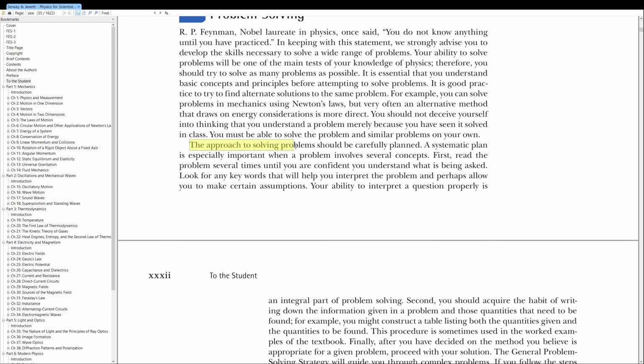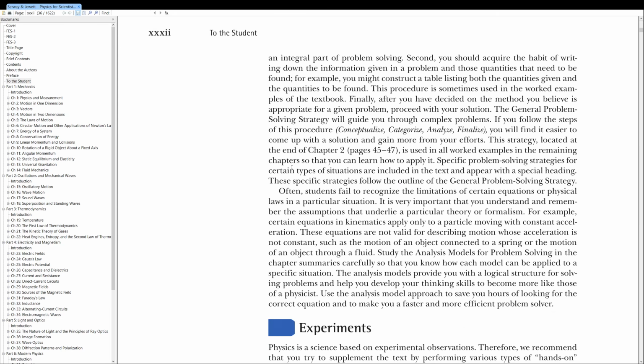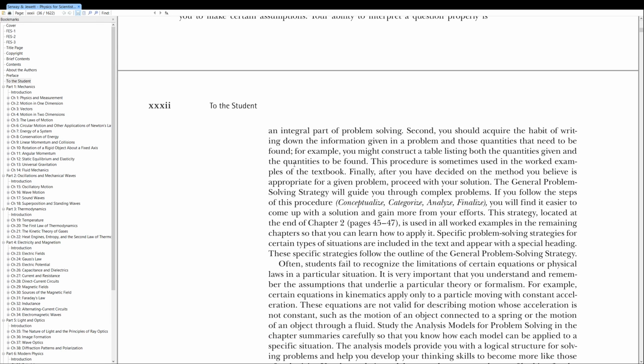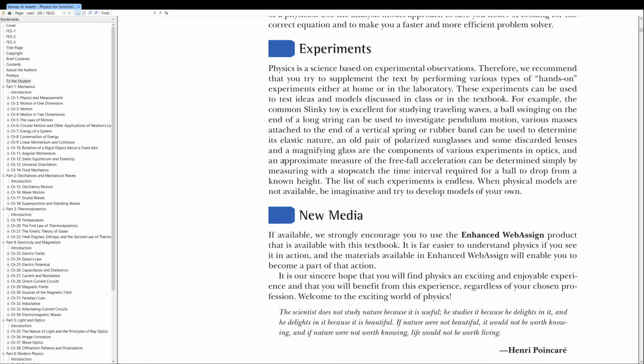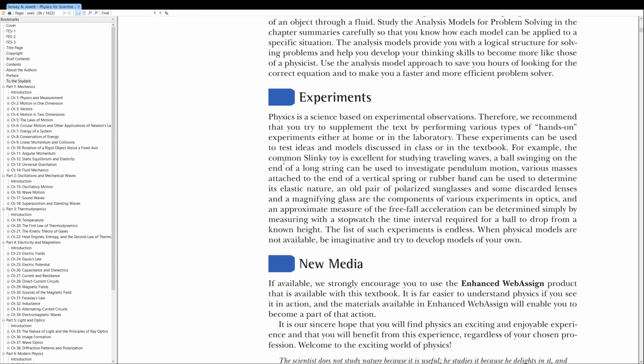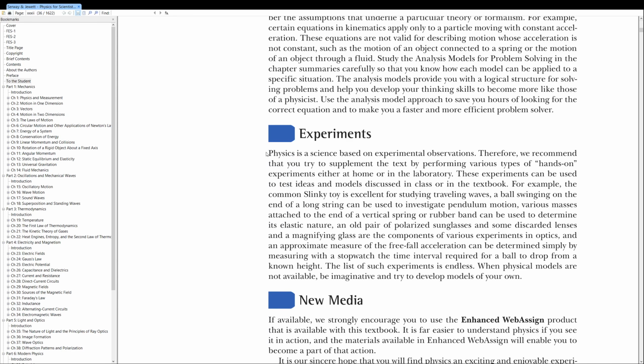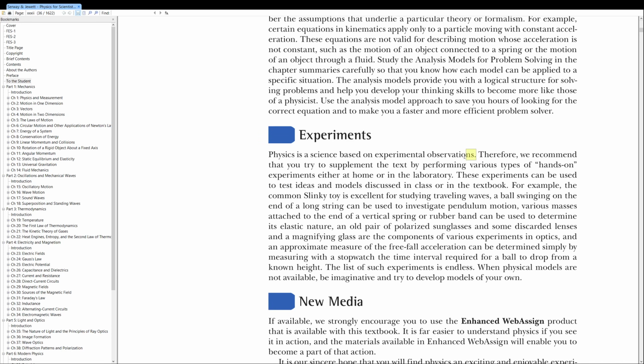The approach to solving problems should be carefully planned, okay? And read through this section, there's a systematic way to solve problems and apply that strategy and get good at it, okay? All right, so, physics is a science based on experimental observation. So ultimately, we're going to talk a lot about theories. We're going to talk a lot about math. We're going to solve a lot of problems, and I'm going to use my finger quotes, "problems."